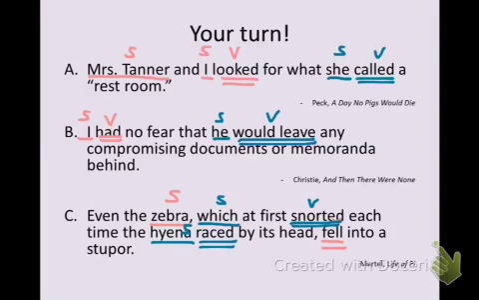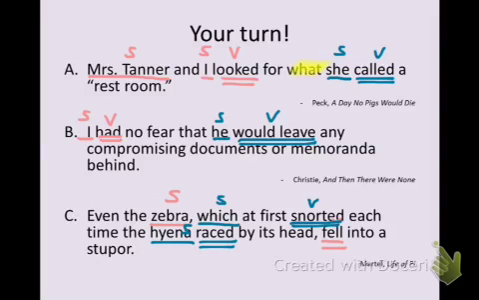Okay, let's see how you guys did. Sentence A, Mrs. Tanner and I looked for what she called a restroom. We have our independent clause labeled there in pink. We have our clue word here that's indicating a noun clause acting as an object of the preposition.